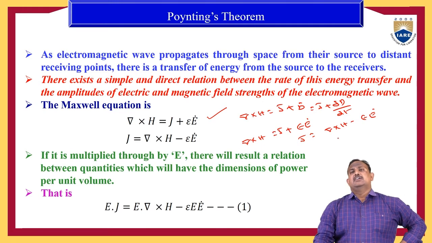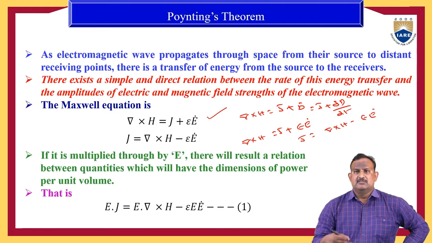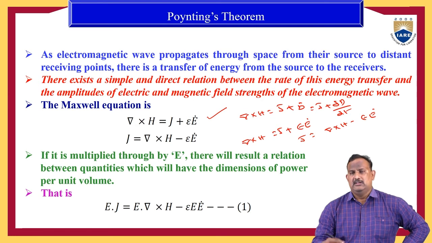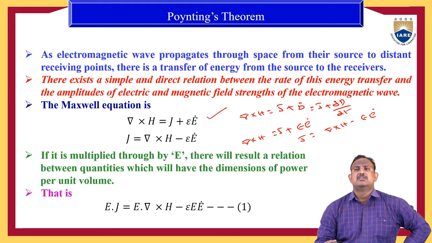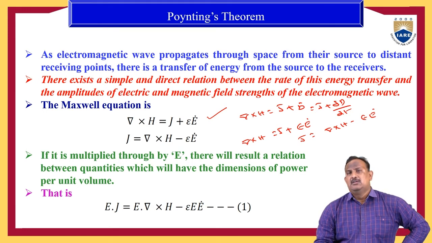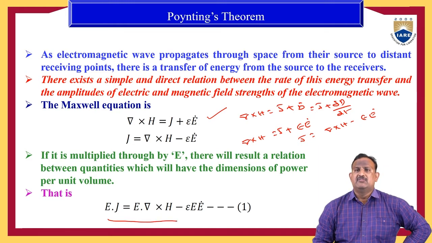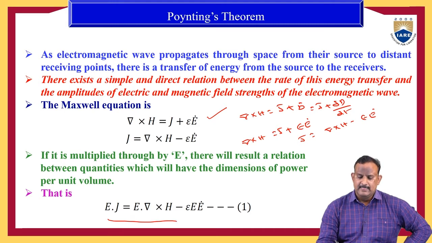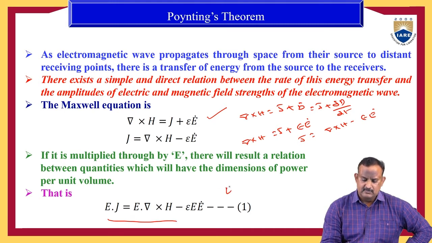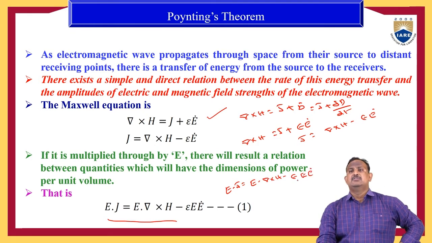If we multiply the equation by the electric field E, there will result a relation between quantities which have the dimensions of power per unit volume. So I am multiplying the equation with the electric field E. It becomes E dot J equal to E dot del cross H minus epsilon into E into E dot.